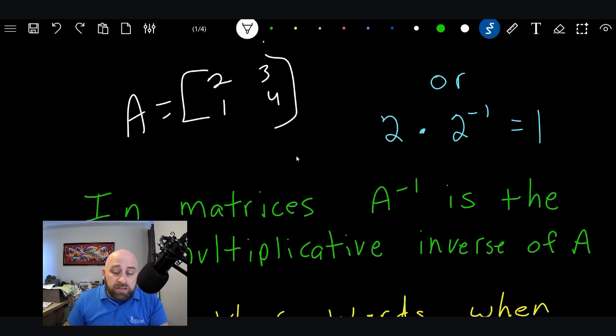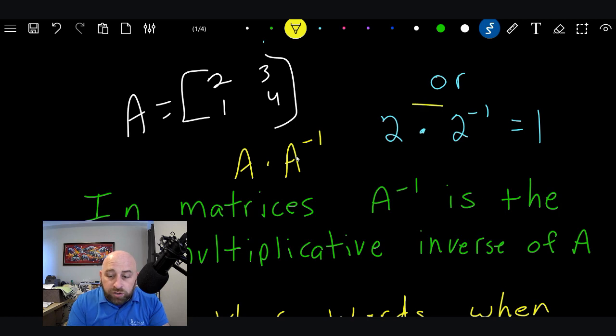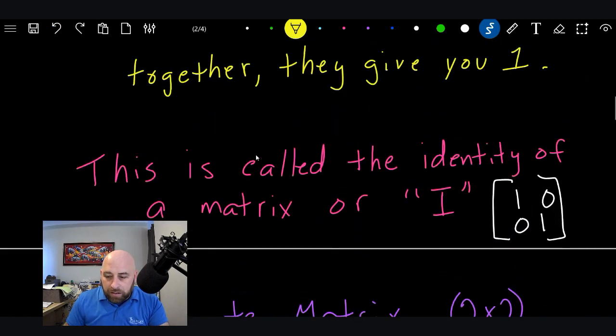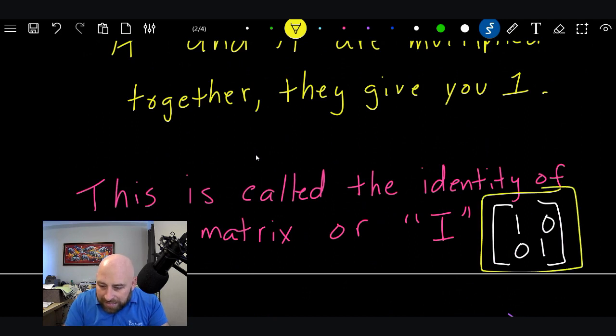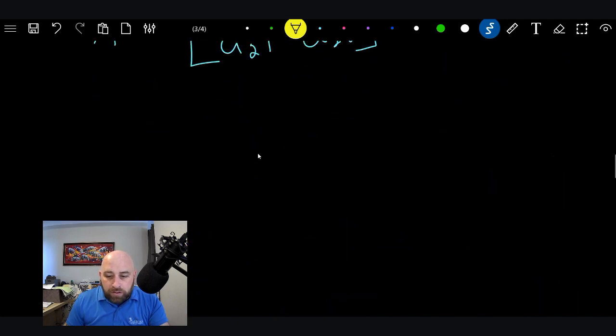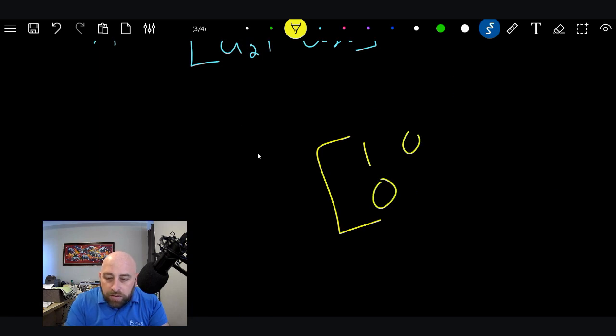Now notice, this is something that should work every time. If we have A times A to the -1, based on this we should get 1 as our answer. Now, in matrices, that looks a little bit different. We don't get 1. That doesn't work like that. Here's what we get: what's called the identity matrix. Let me write it right here. It looks like 1, 0, 0, 1. This is the identity matrix.